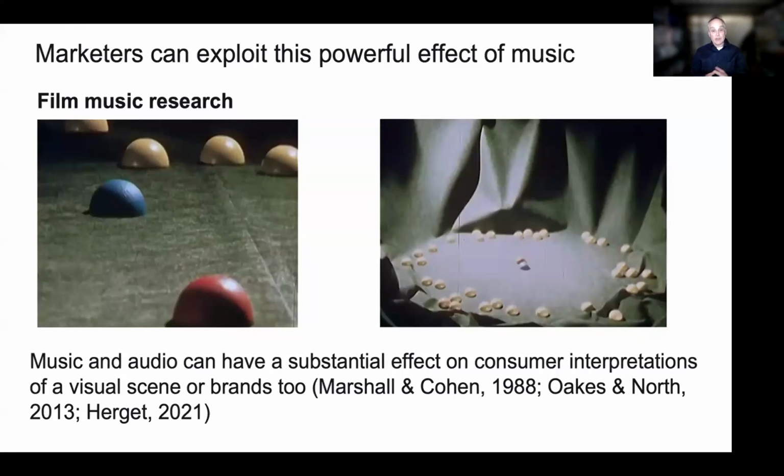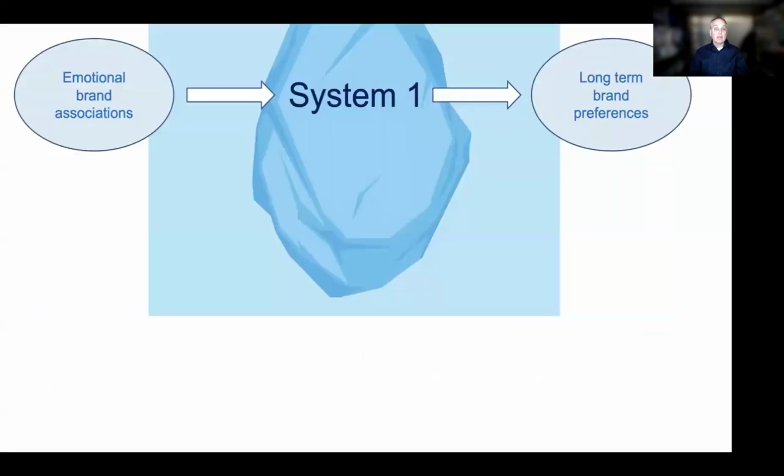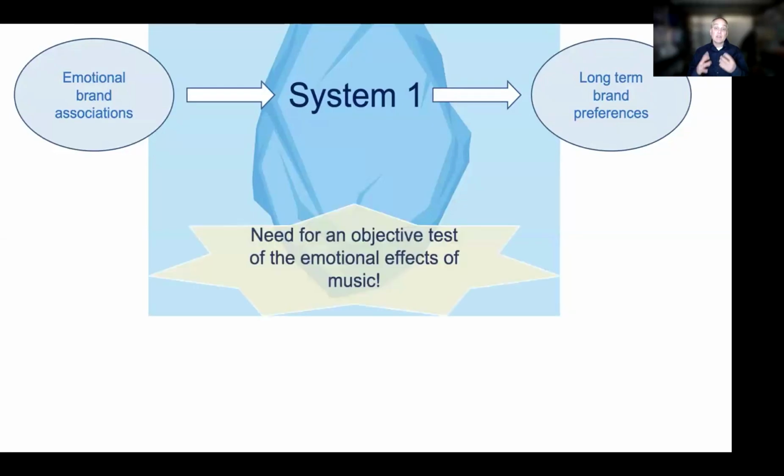So music and audio can have a substantial effect on consumer interpretations of a visual scene and on brands too, as many studies have shown. Now, if we believe that music has such powerful effects on visual interpretation and on our perception of brands, we need an objective test of the emotional effects of music. But how do we do that? Could we not just ask consumers what a piece of music expresses for them?